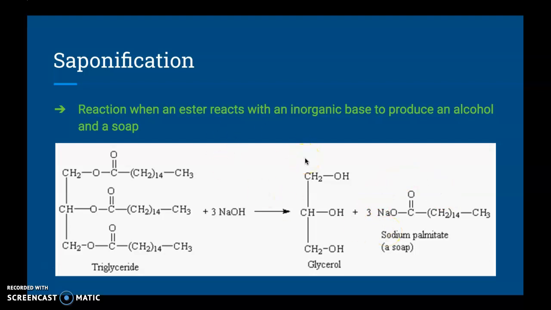This type of reaction we do need to be able to recognize. We don't necessarily need to be able to name those compounds. Those are a little bit above what we do here, but we need to be able to recognize that this is an ester. This is the inorganic base here, and we actually are going to move on to acids and bases after we have our quiz on Thursday. This is an alcohol because of the OH group, and then this is a form of soap.